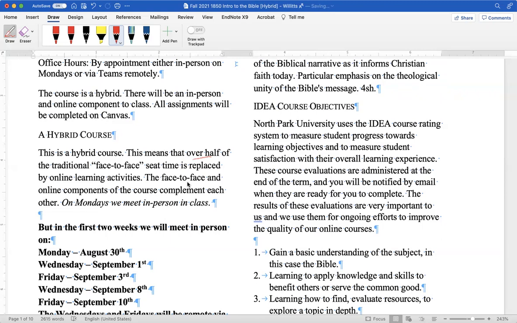So typically, we will meet on Mondays at our designated time, 8 a.m. to 9:05, face-to-face on campus. Mondays then are on-campus days. Wednesdays and Fridays, we will not be meeting, and those seat times will be replaced by learning activities. You will see when we go over the assignments that there are more assignments than would be typical for a traditional course where you're sitting in a seat for 3 hours during the week.